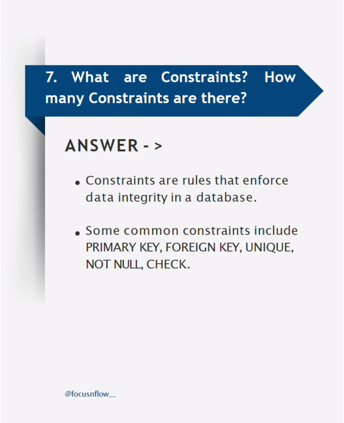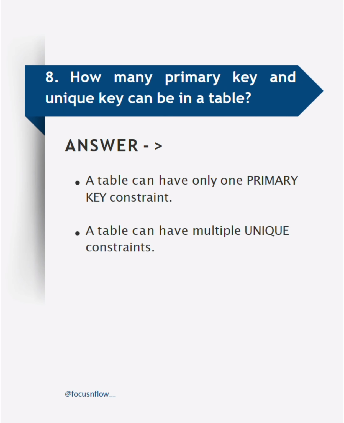Question 7. What are constraints? How many constraints are there? So, constraints are rules applied to columns to maintain data integrity. Some common constraints include primary key, foreign key, unique, not null, and check. Question 8. How many primary and unique keys can be in a table? A table can have one primary key, but it can have multiple unique keys. Primary key cannot be null and must be unique. Unique key must be unique but can allow one null value in most databases.